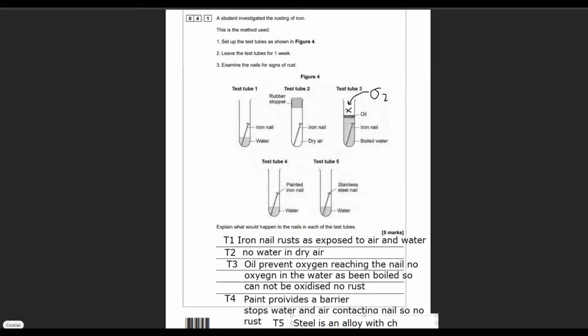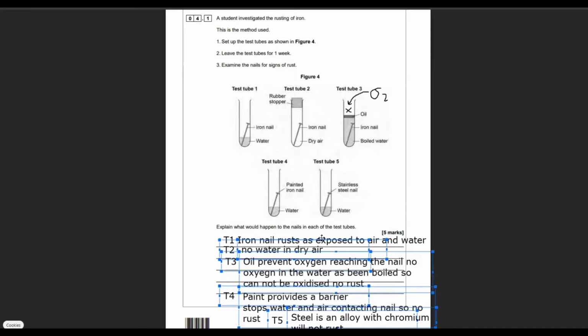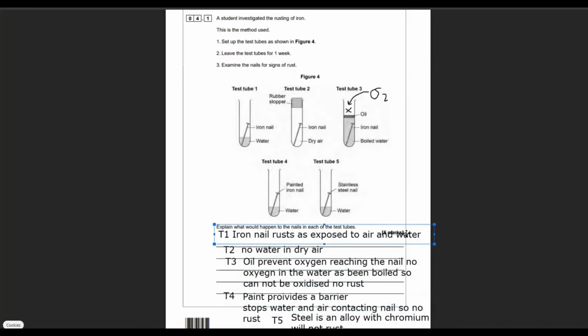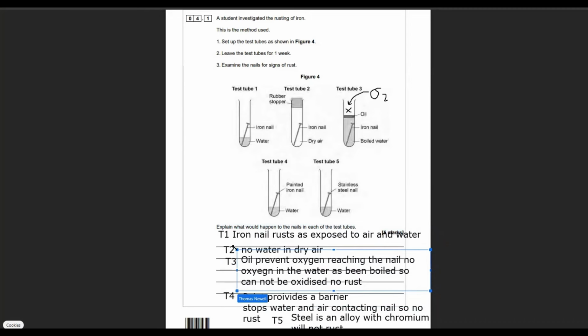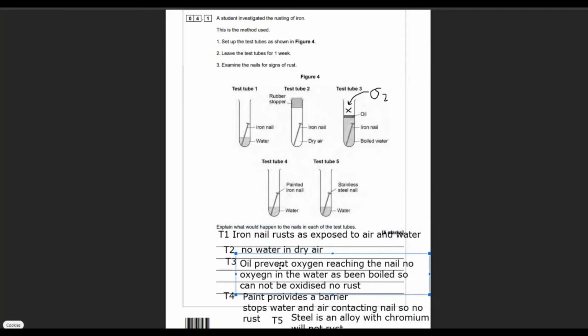I don't think you need to know that steel has chromium. It will not rust. It does contain iron. Steel is an alloy of iron, but it's not going to rust because it contains chromium. The properties of alloys aren't the same as the metals within them. Stainless steel is actually carbon, iron, and chromium.